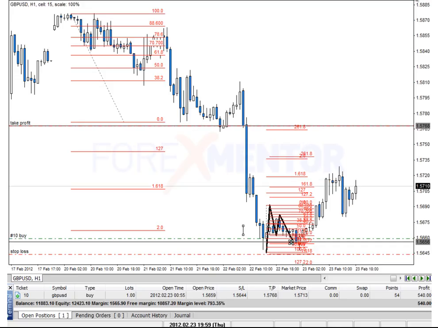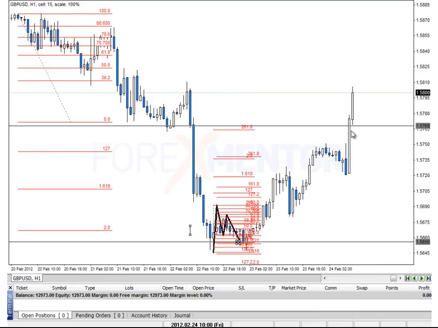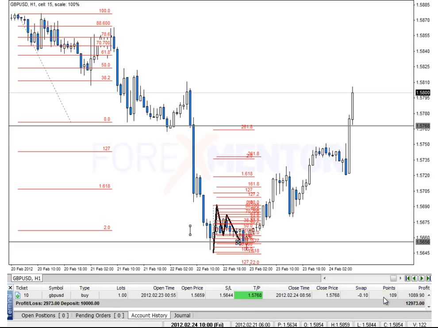I'm going to move to the hourly chart and see what happens. Okay, so price is now moving in our favor, and you can see we've now rallied up and hit resistance and been taken out on our trade. So just have a look at that. We've got taken out for 109 pips for a 15 pip risk. So really nice risk reward on the trade.